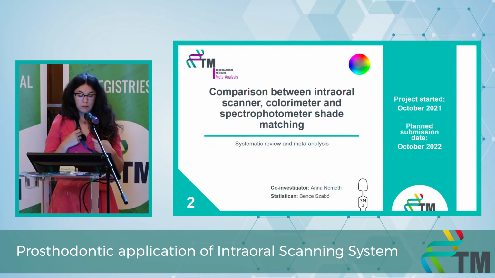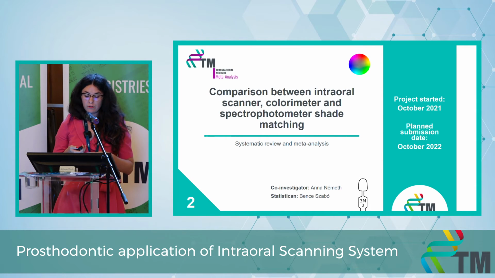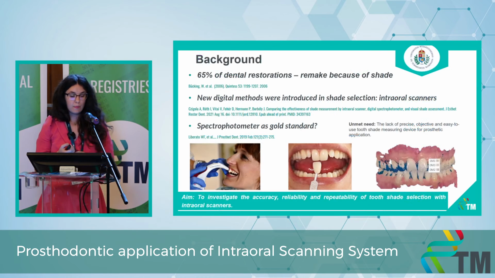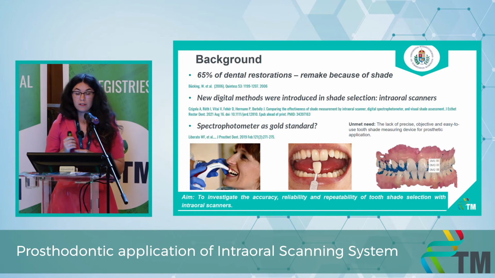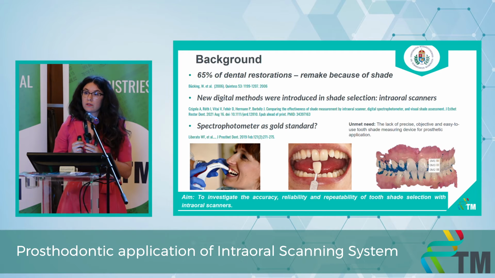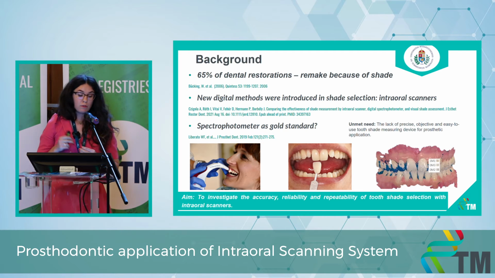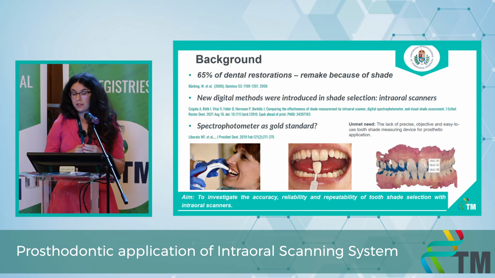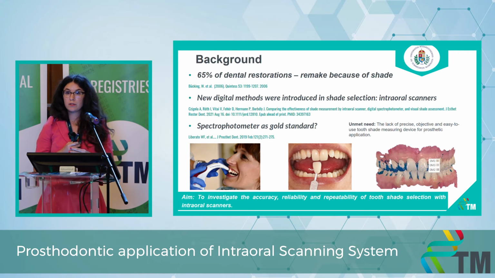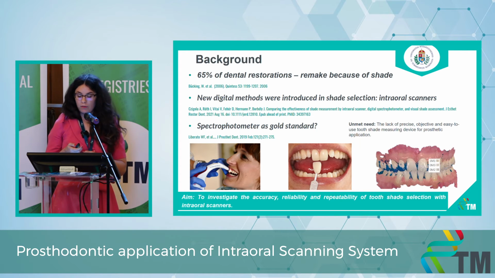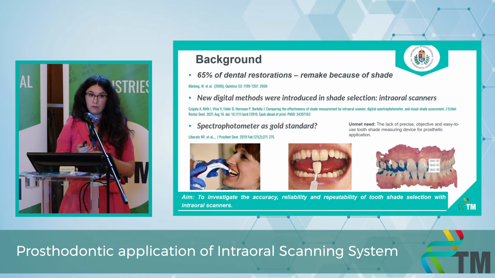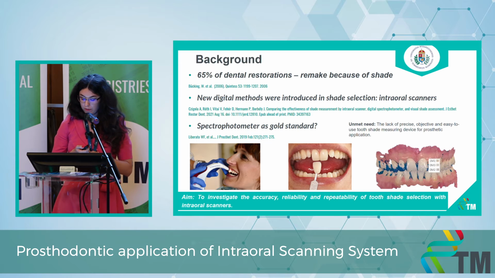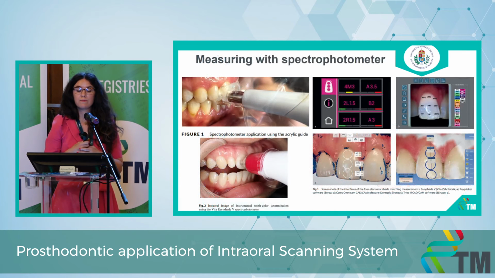And for the second topic, it is about the comparison between intraoral scanner, colorimeter, and spectrophotometer shape matching. 65% of dental restoration should be remade because of bad shade. That's why the tooth color is a very important topic in dentistry. New digital methods were introduced in shade selection, first the spectrophotometers, and now we have the option of intraoral scanners as well. So we want to investigate the accuracy, the reliability, and repeatability of tooth shade selection with intraoral scanners.